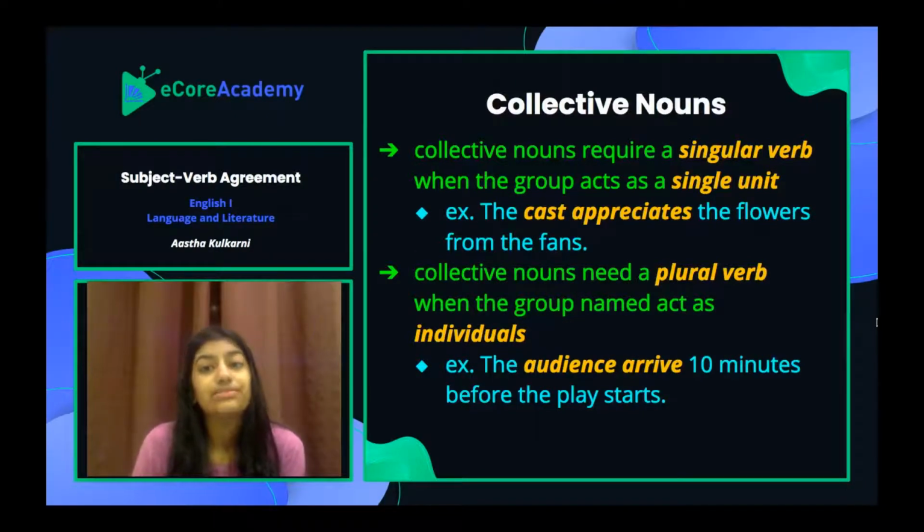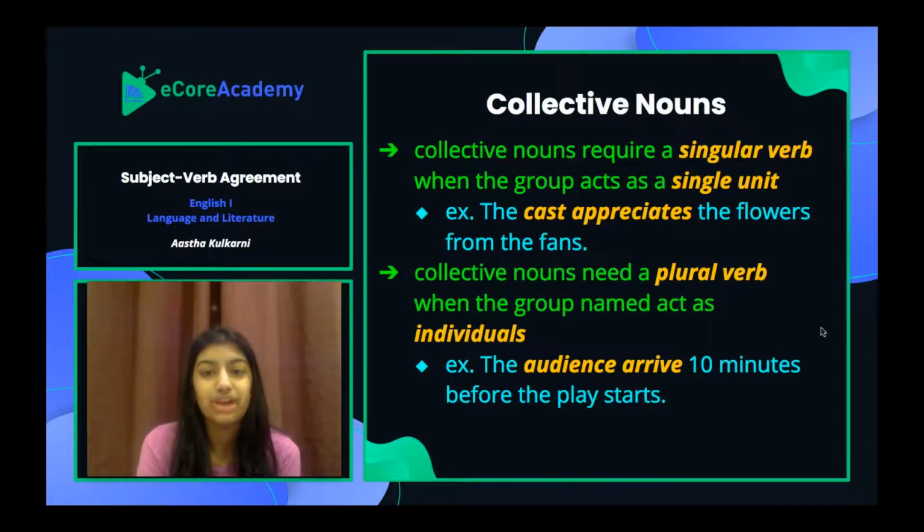Collective nouns. Collective nouns require a singular verb when the group acts as a singular unit. So in this case, our single unit is the cast. So we want a singular verb for that one. So it's going to be appreciates. The cast appreciates the flowers from the fans. And you can, again, do that audio test that I had mentioned previously. The cast appreciate the flowers from the fans. You can kind of hear it doesn't sound right. It doesn't click in place. So you want to always check that out. Especially in this scenario, it's going to be the most useful to do that audio test.